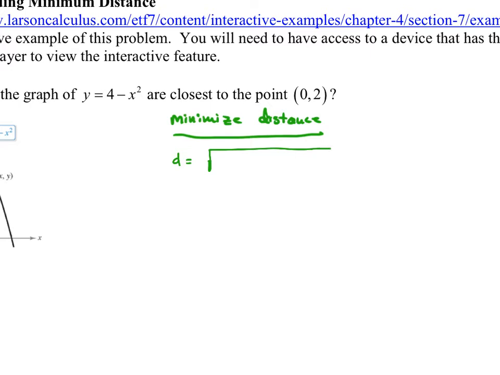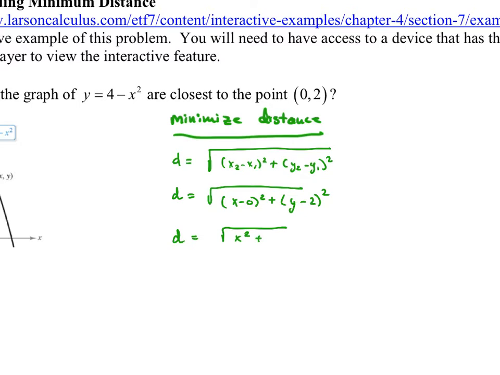And if you remember, what is the distance formula? It's the square root of x2 minus x1 squared plus y2 minus y1 squared. Technically, just to let you know, that comes from the Pythagorean theorem, a squared plus b squared equals c squared. So in this case, we know what one of our points is. The point is 0, 2. So it's really going to be x minus 0 squared plus y minus 2 squared. So the distance equals the square root of x squared plus y minus 2 squared. So that's what we're trying to minimize, that formula right there.